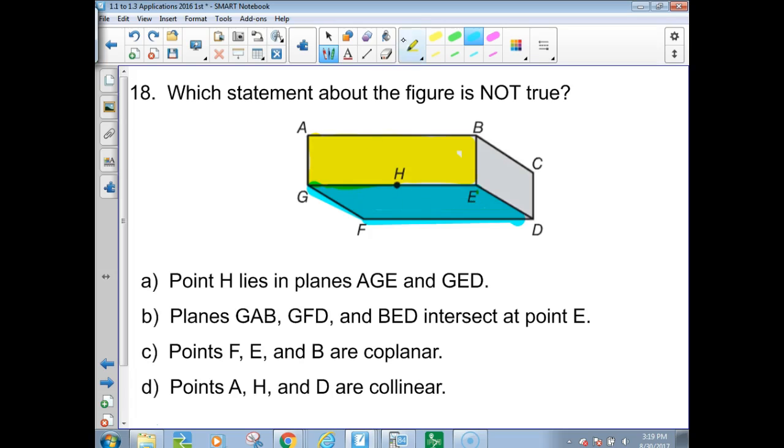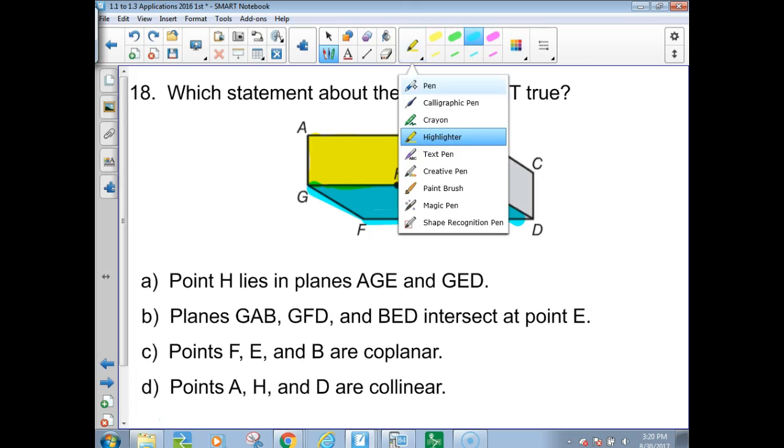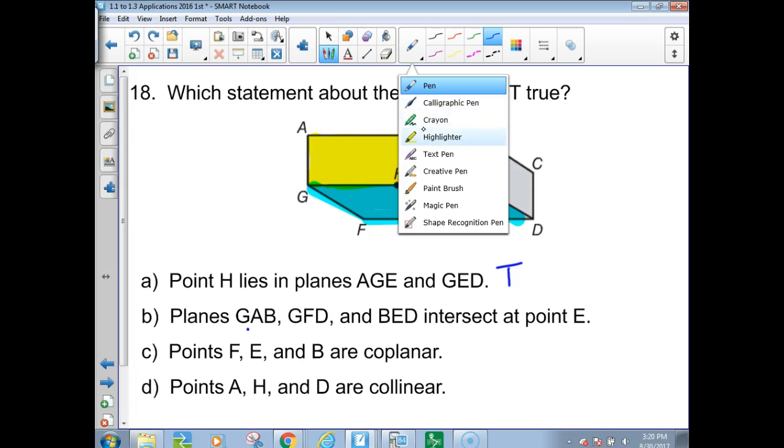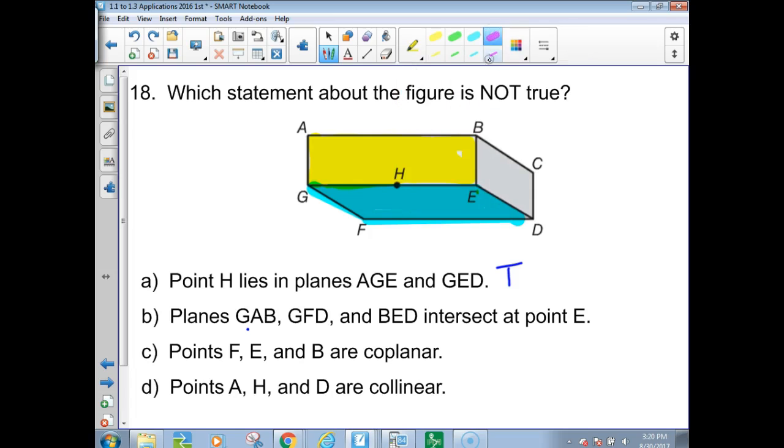So let's say the question was all just true and false. You would answer this as true. Next, planes GAB, GFD, and BED intersect at point E. So I'm going to highlight the one that I don't have highlighted yet. BED, which is over here. Okay, do these 3 walls, if you will, meet at one little point?